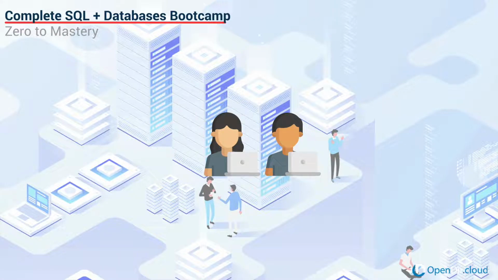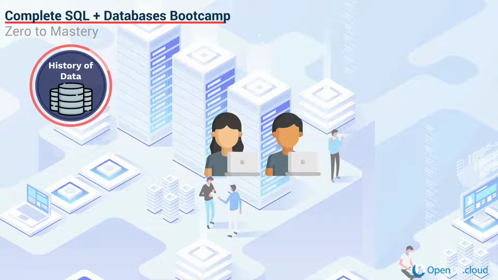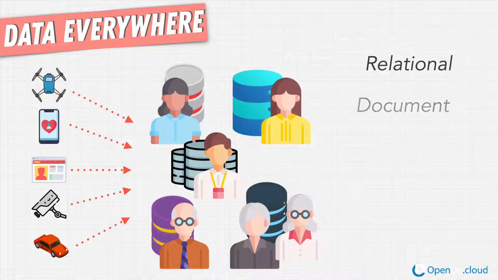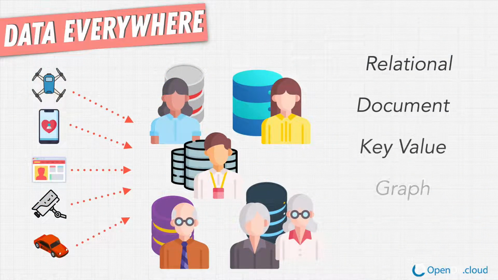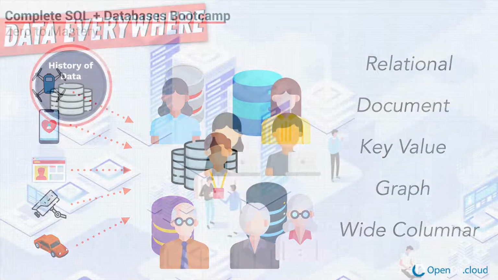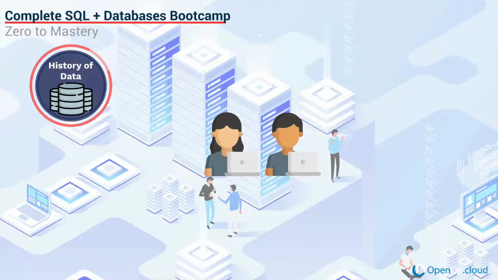Now the first part is the history of data. We're going to learn about what a database is, what are the types of databases that we can have, and how a company like Amazon might want to have databases instead of pen and paper or Excel sheets to keep track of their customers, their products.